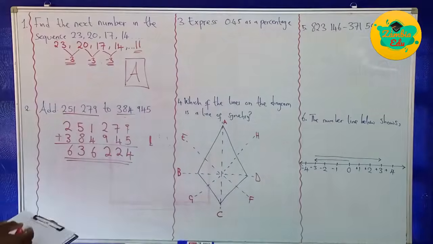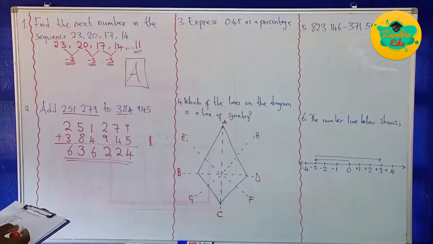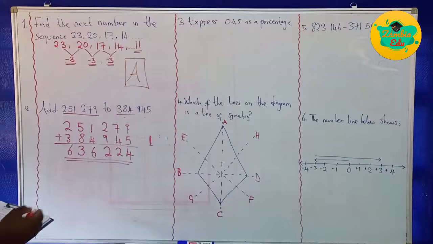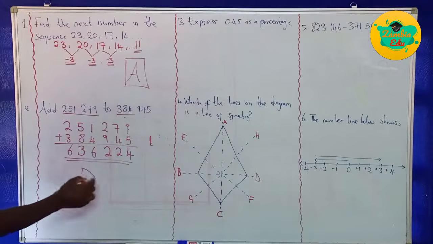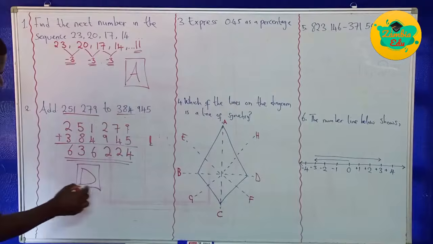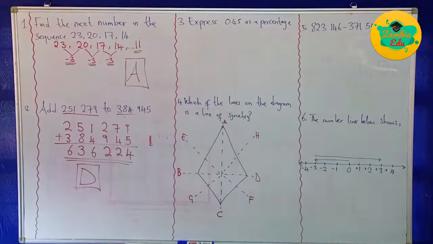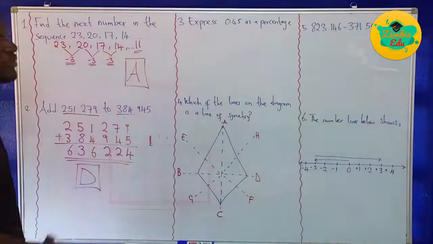And if you look at the multiple choice that we had on number 2, we find that 636,224 came as option D. Therefore, the answer for number 2 was D. We quickly go to number 3.